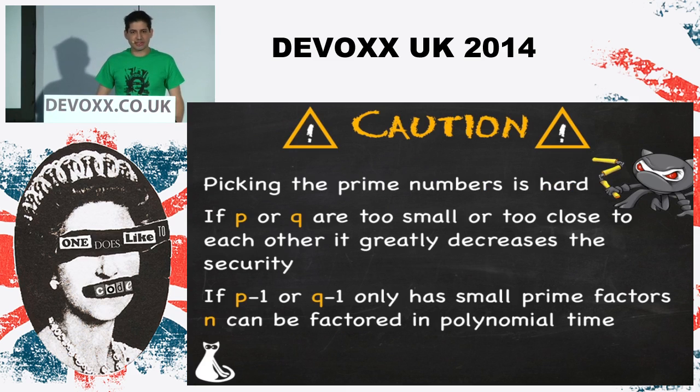Picking prime numbers is hard. You can't pick ones that are too small or too close together. There's a couple of other criteria on them, in order to make sure it's really safe. If they're too far apart, that has performance implications. So picking the right values is hard, which is again why we fall back on standards and key lengths that are recommended by like NIST.